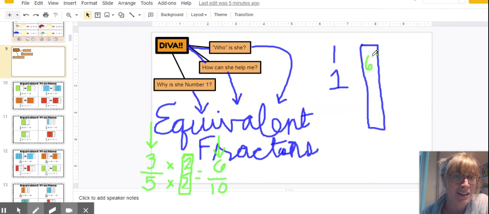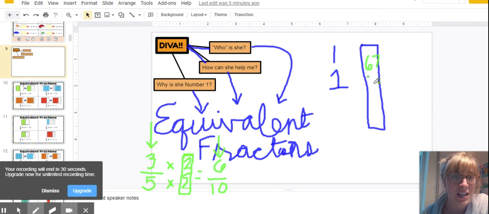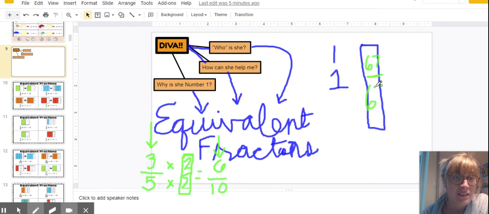You could say, I want to make it 67 times bigger. So you could have a Diva outfit of 67 over 67. You could have it of a million over a million. You could have it whatever you want it to be, so long as whatever happens to the top also happens to the bottom.